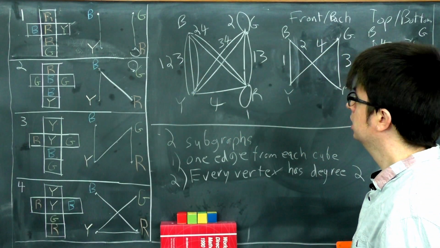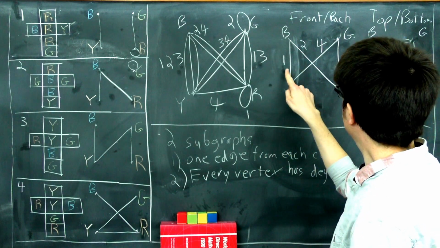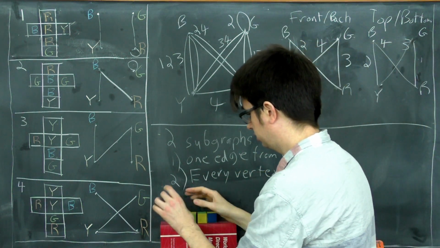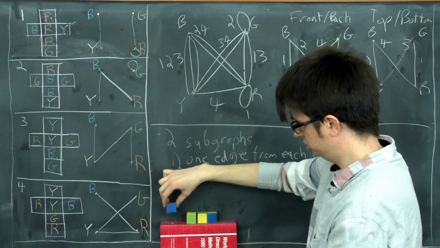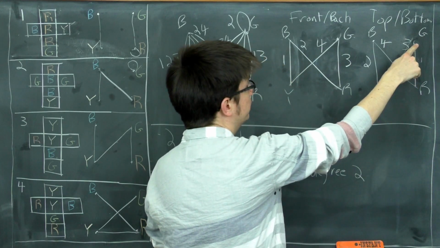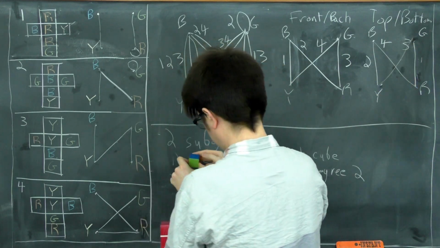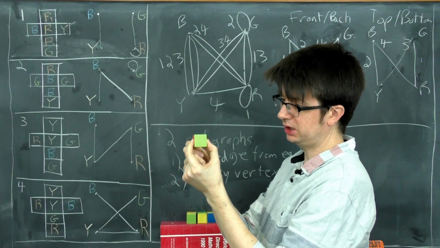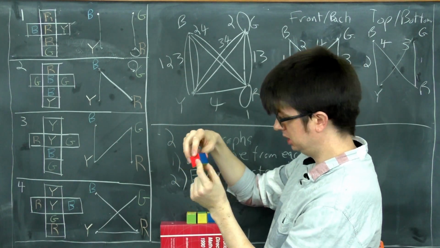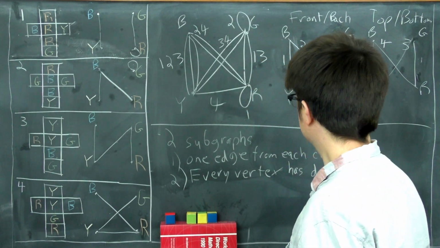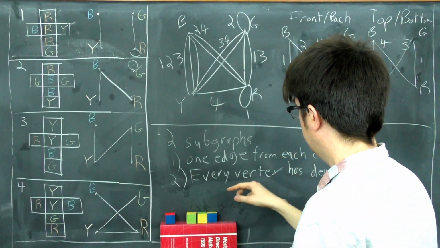And so if we look at the first cube, we need blue and yellow on the front and back. So here's the blue and yellow. I'll just choose to put blue in the front. And for the top and the bottom, we need green and red. I'll choose to put red on top. So I've got red on top and green on bottom, blue in front, and yellow on back. Okay? Now we go to cube 2.